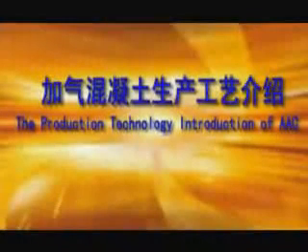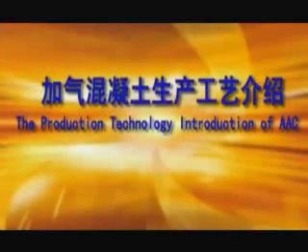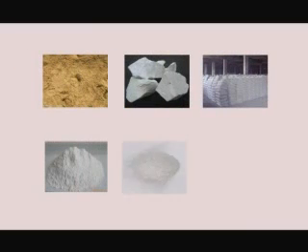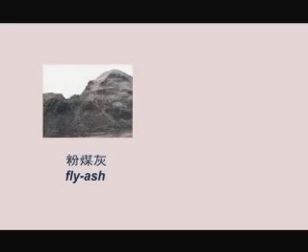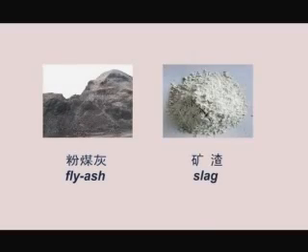Now we will introduce the AAC production technology from Hernanyegon Machinery and Equipment Co. Limited. 1. Raw materials preparation. The raw materials of AAC are sand, lime, cement, gypsum, aluminum, water and so on. Sand can be replaced by fly ash or slag.